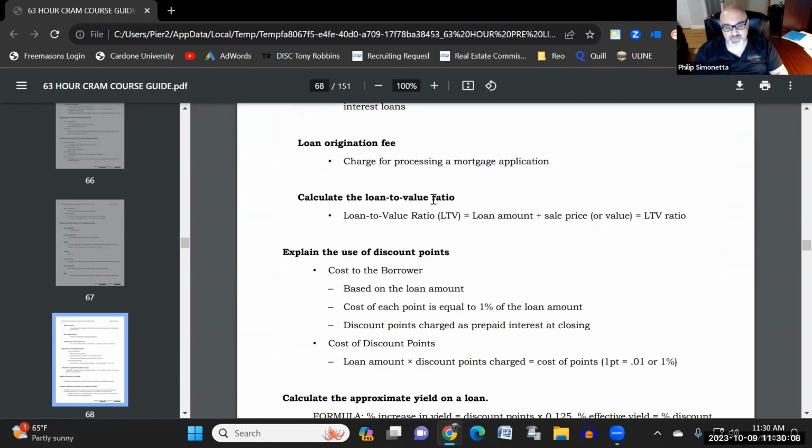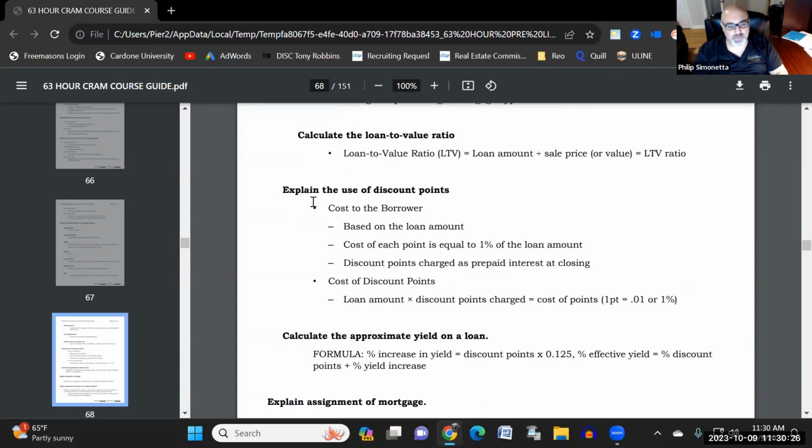Discount points is an added loan fee charged by lenders to increase the yield on lower than market interest loans. Loan origination fee is a charge for processing a mortgage application. Calculating the loan to value. The loan to value ratio, the LTV, equals the loan amount divided by the sale price. So if they tell you to figure out the LTV, you take the loan amount, divide by the sale price, and boom, there's your percentage, right?